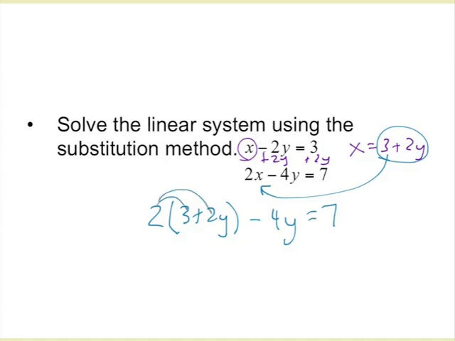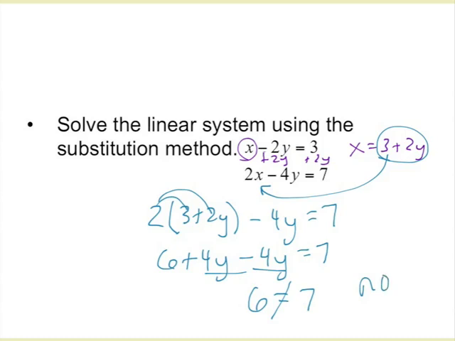When I distribute, I get 6 plus 4y minus 4y is 7. When I combine my like terms, 4y minus 4y is no y's, so I end up with 6 equals 7. No solution. That's a little bit of a problem because 6 does not equal 7. So there's no solution to this problem.